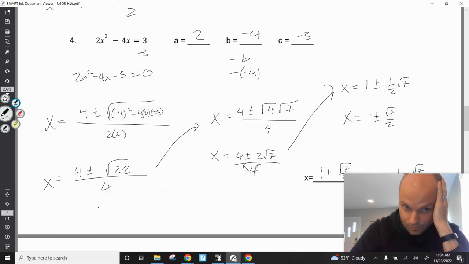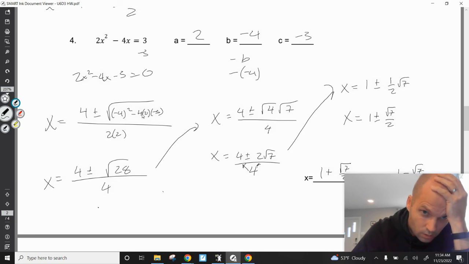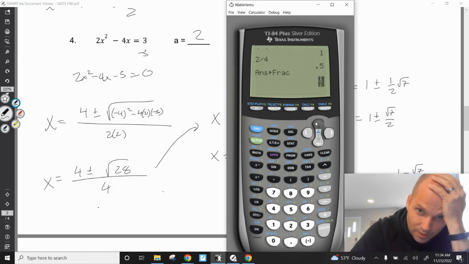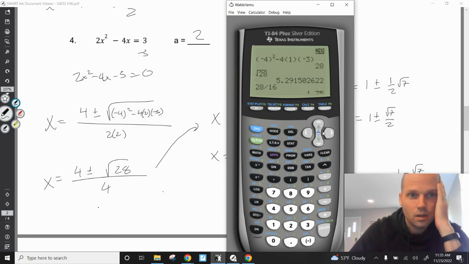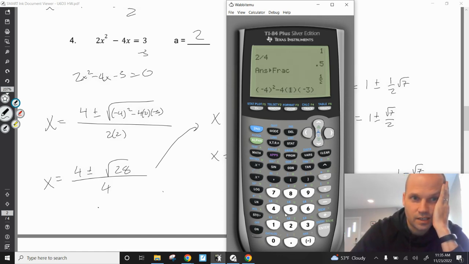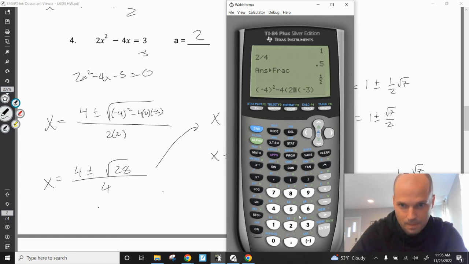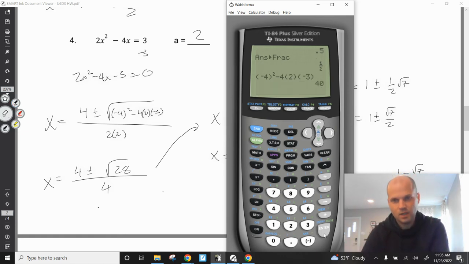16 minus 24. That's bigger. I messed up here. Yeah, there it is. Glad I checked. It's hip surgery messed me up. B squared minus 4AC. Should be that. 40. Well, at least I know my mistakes. And at least I can fix it.